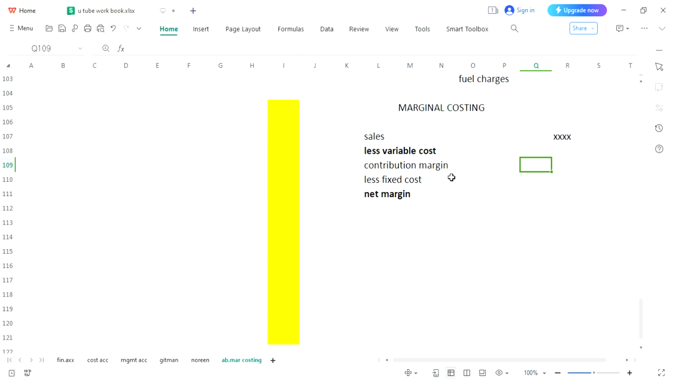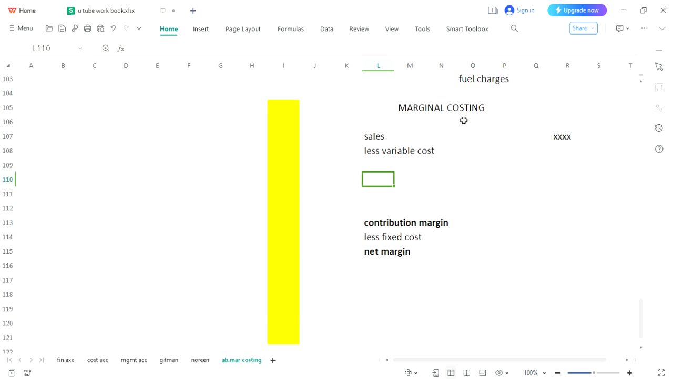contribution margin. Contribution margin is nothing, it is just a calculation. How would you calculate it? When you subtract your variable cost from sales, you will get contribution margin. So it is just a statement. Now, specifically for this chapter, the proforma of marginal costing would be a little different. You will pick it up and create some distance.